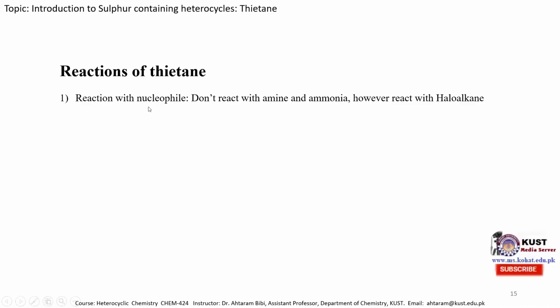So the first reaction is reaction with nucleophiles. It does not react with amines and ammonia. Generally other strained molecules react with amine and ammonia and ring opening reaction happens, but the thietane molecule does not react with amine and ammonia to open the ring; it generally reacts with haloalkane and the ring opening reaction takes place. The second type of reaction is that the thietane molecule can easily be oxidized in the presence of hydrogen peroxide to produce the sulfone and sulfoxide.